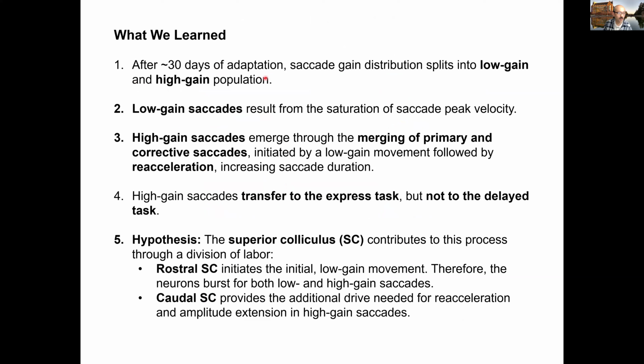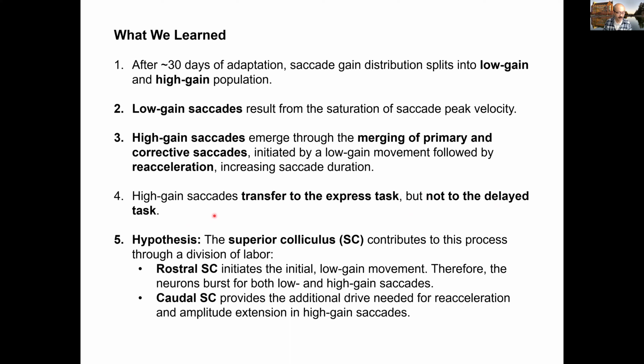After about 30 days of adaptation, the saccade gain distribution becomes bimodal, into low gain and high gain populations. Low gain saccades result from the saturation of the peak velocity. High gain saccades emerge through the merging of the primary and the corrective saccade. This is what I thought, as evidenced by the shortening of the intersaccadic interval. So in a way, we can say that a high gain saccade is initiated by a low gain movement and followed by reacceleration that increases duration and, of course, amplitude. High gain saccades transfer to the express task, but not to the delayed task.